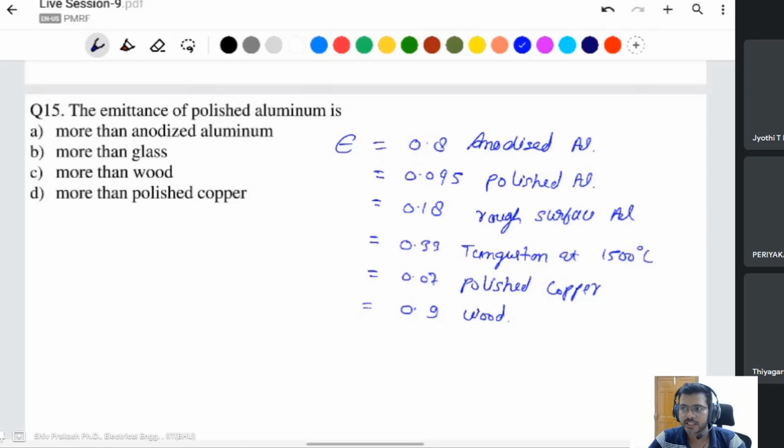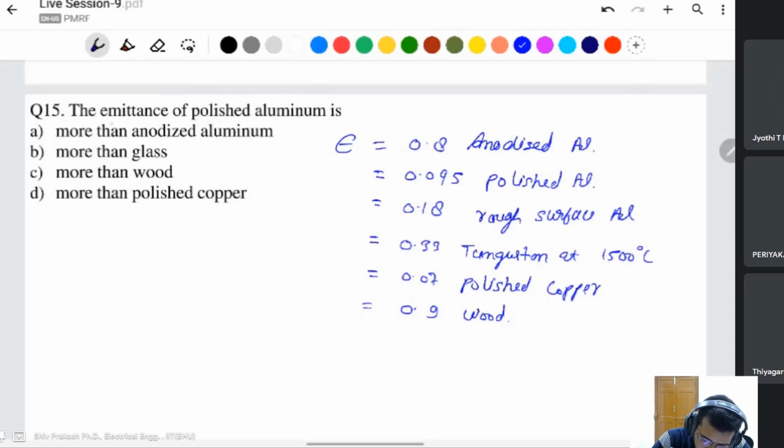Emittance is related to radiation, and another quantity is related to convection, like a thermal coefficient. This is emittance by radiation: how much energy is transferred per unit area, per second. Then what is the minimum?